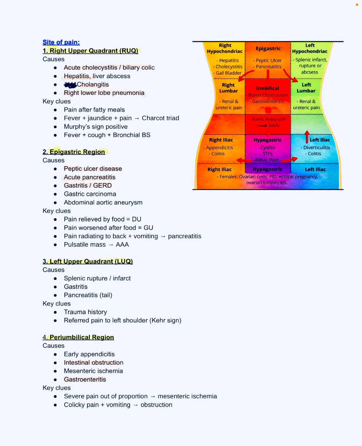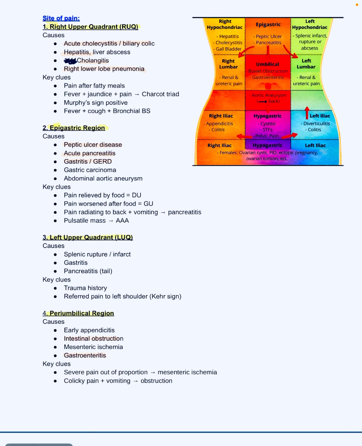If pain is in epigastric region, the most common cause is peptic ulcer disease. Pain relieved by taking food is due to duodenal ulcer, and pain worsened after taking food is due to gastric ulcer. Another cause of epigastric pain is pancreatitis and gastritis. Left upper quadrant pain is mainly due to gastritis and splenic rupture.